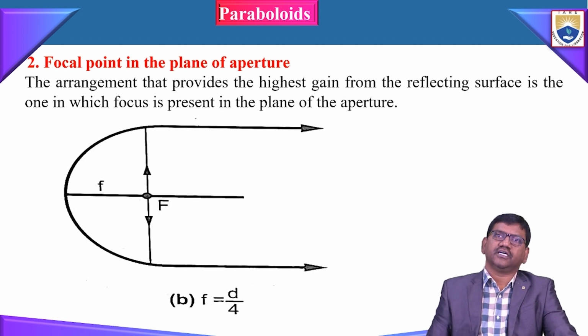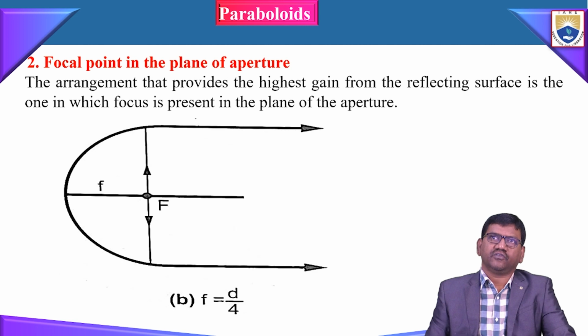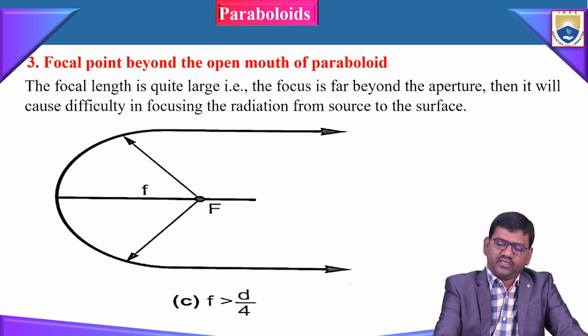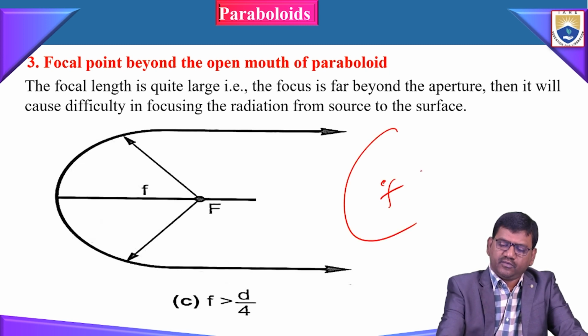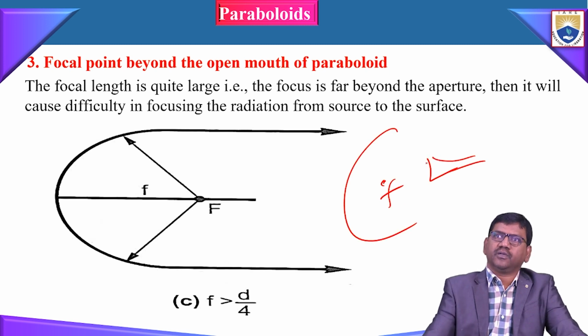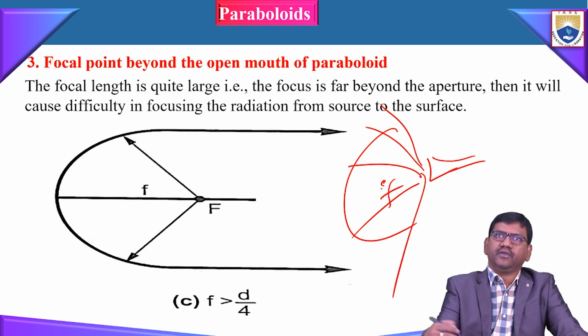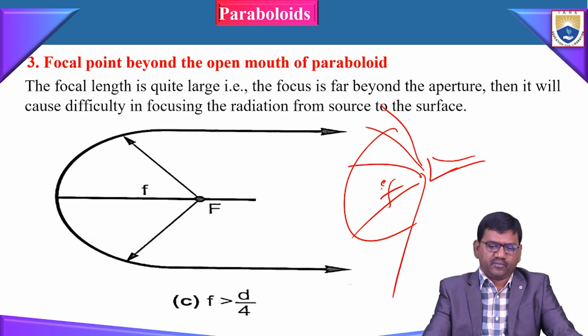When we place the primary antenna exactly on the focal point in the plane of the aperture, a uniform illumination is possible. Plane waves are produced by the parabola after reflection. If the focal point is beyond the open mouth of the parabola, we place the antenna beyond the focal point here, so all the rays are going beyond the open mouth of the paraboloid.